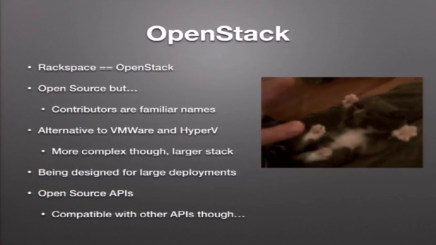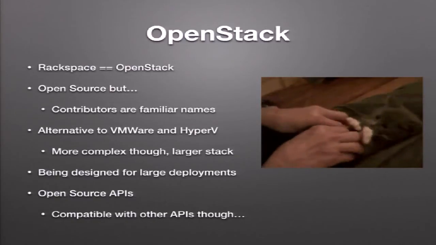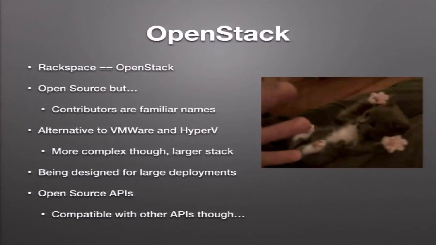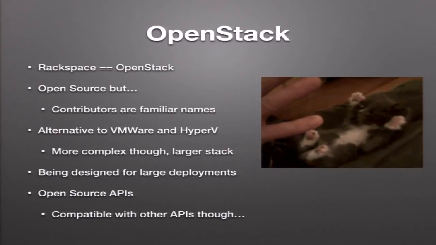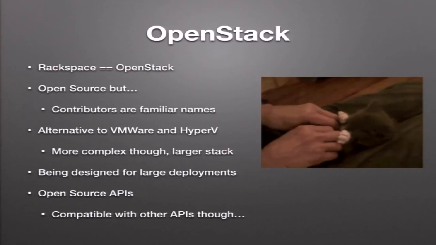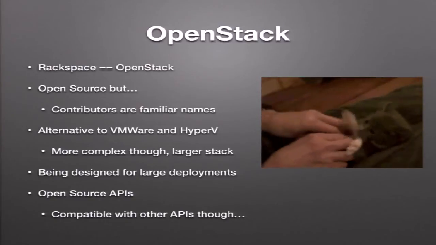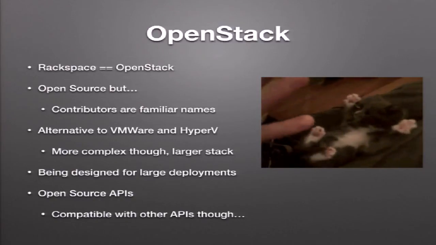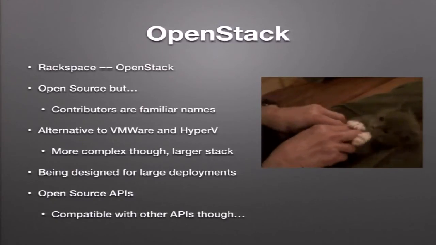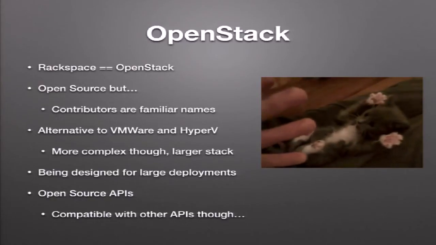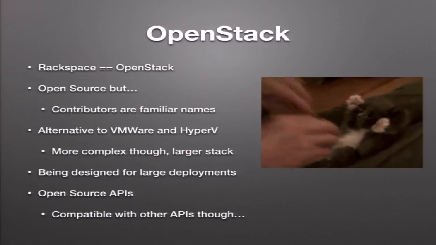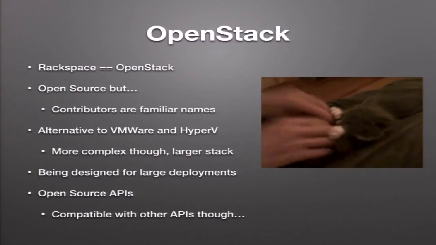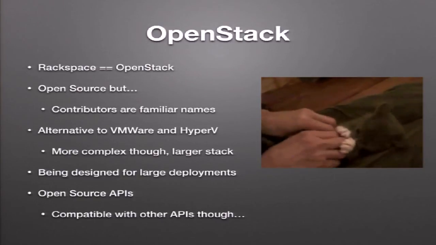The contributors to these projects are familiar names. It's Dell, it's HP, it's IBM, it's anybody you can imagine. Rackspace got into it because they were hosting, as far as I understand it, NASA's stuff. NASA has abandoned ship and flown the coop to Amazon now, which is a common story, oddly enough. So OpenStack's kind of an alternative to VMware and Hyper-V, but not really.